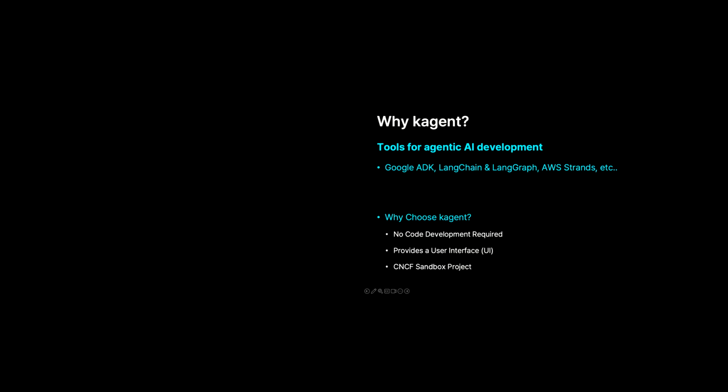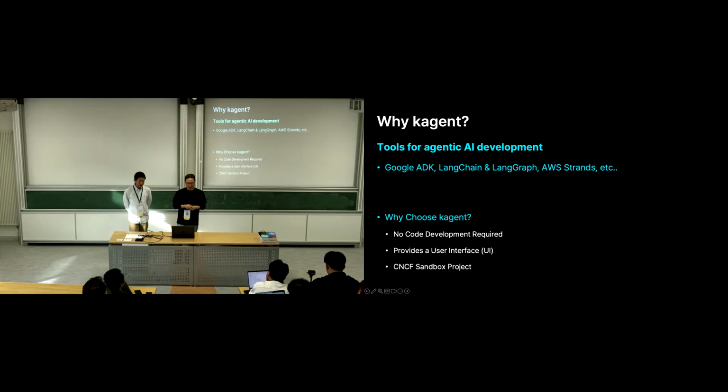How do we actually build the agentic AI? There are several great open source tools available for creating agentic AI. You have Google Agent Development Kit, you have LangChain and LangGraph, and there are tools like AWS Strands. However, all of these tools have one significant drawback. They all require you to program the agentic AI with code.